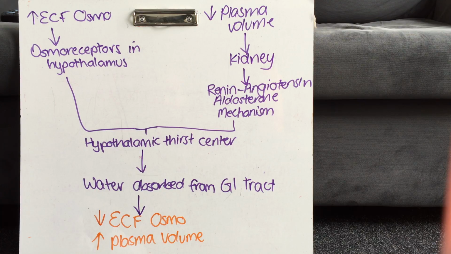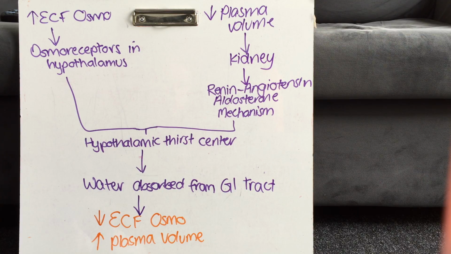They then go on to stimulate the hypothalamic thirst centre. There will also be a decreased saliva, which will cause a dry mouth, which will also play a role in stimulating the hypothalamic thirst centre. Now, before we go on, I also want to talk about plasma volume.